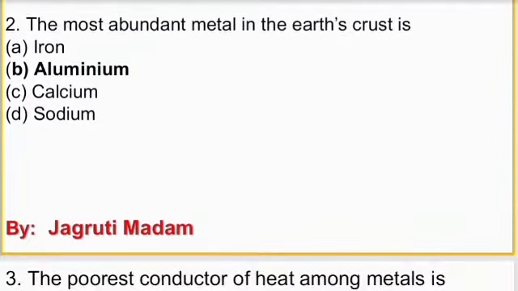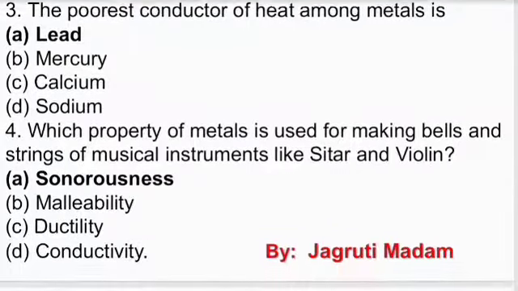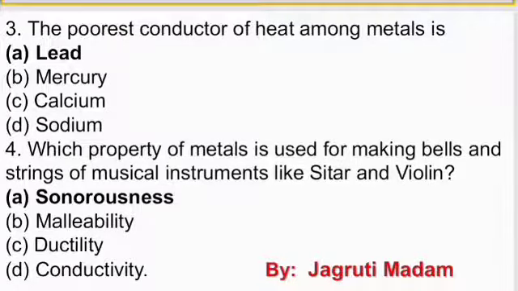The next question. The most abundant metal in the earth's crust is? The options are iron, aluminum, calcium, sodium. The correct answer is aluminum. The next question, question number 3. The poorest conductor of heat among metals is? Options are lead, mercury, calcium, sodium. The correct answer is lead.